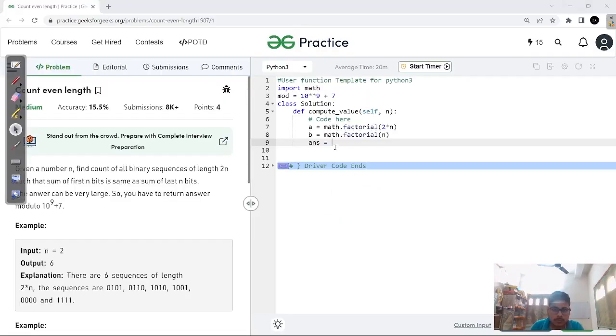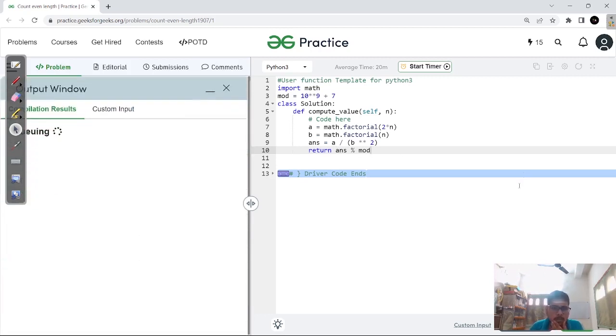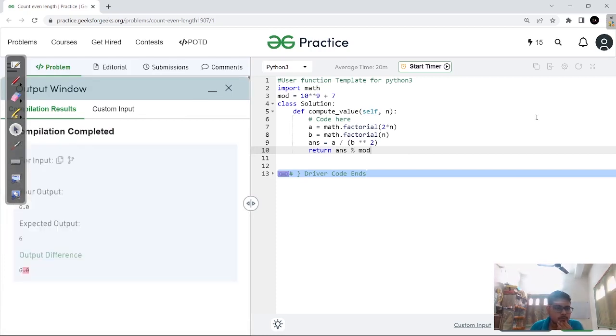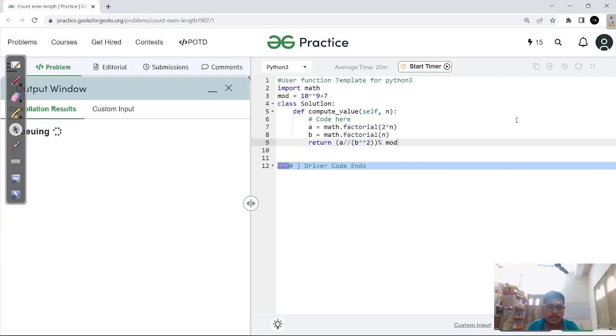So I am dividing and taking the modulus with this mod value. I hope this works. Let's compile it. So I have to do here floor division, not a normal division. Then I will return this. So I hope you understand. I'm just doing 2n factorial, then n factorial, and dividing the 2n factorial by n factorial square and giving the mod value, as this can be a very large number. Then I'm compiling it.